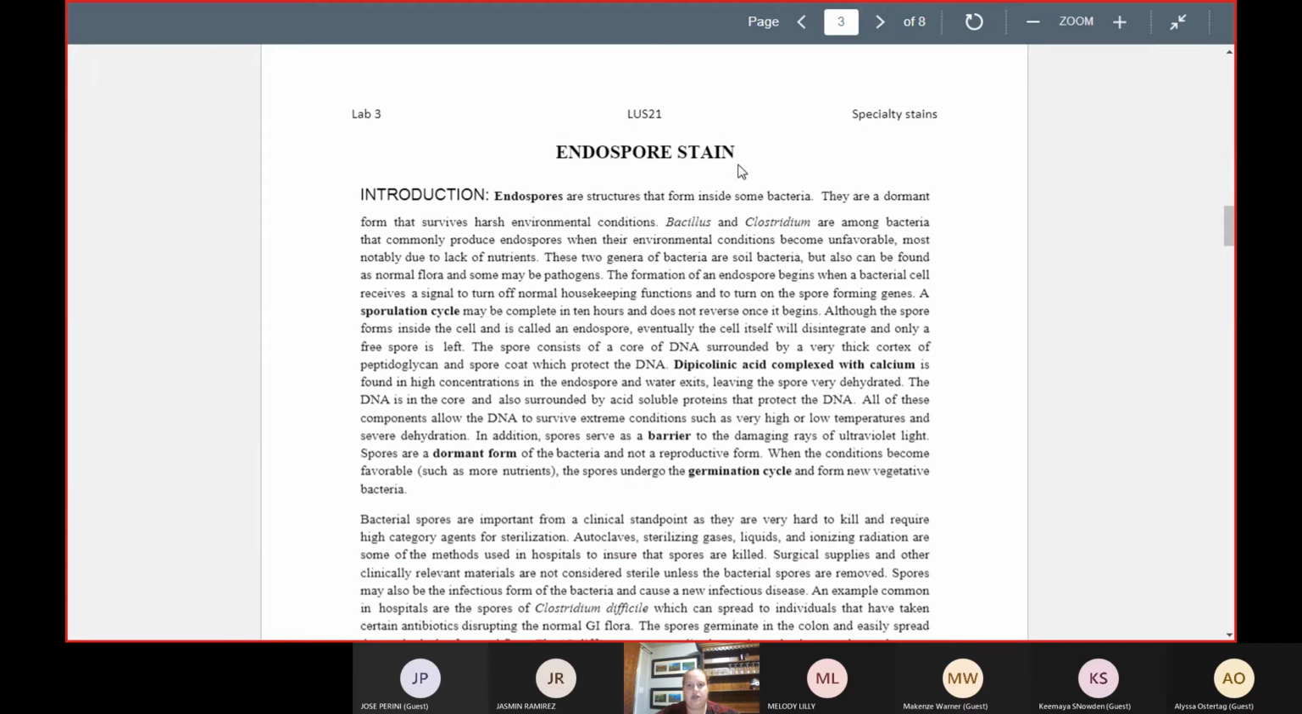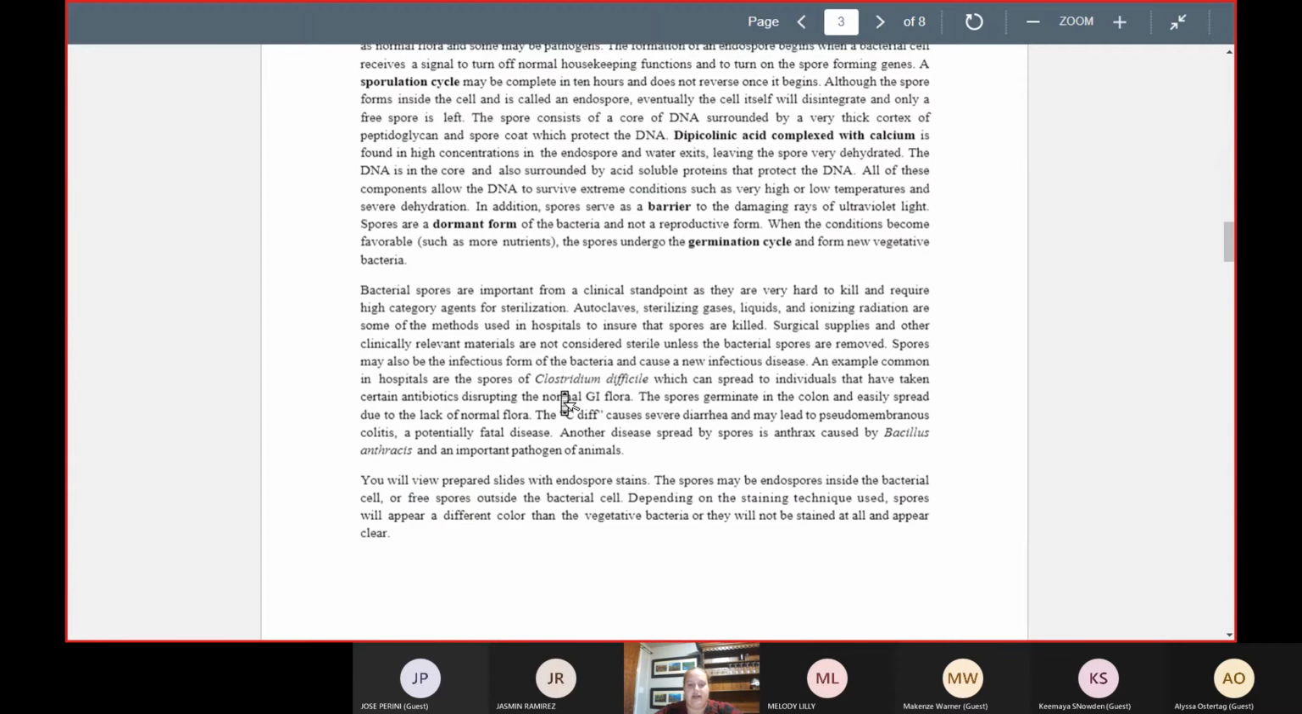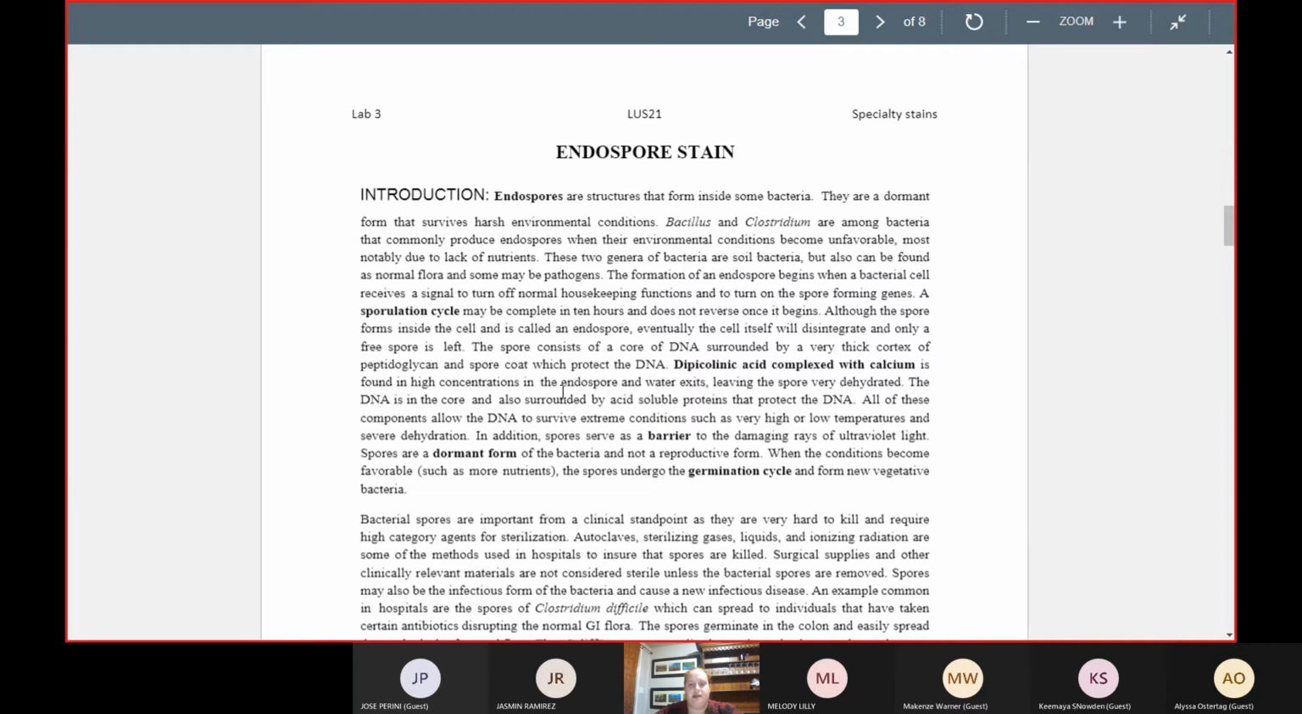The next stain we're going to talk about here is the endospore stain. So capsules are considered virulence factors. Endospores might also be considered a virulence factor. So endospores, what are they? They are formed when bacteria undergo stressful conditions. Some bacteria have the capacity to produce a spore phase, where they basically encase their DNA in a capsule and protect it from harsh environments.